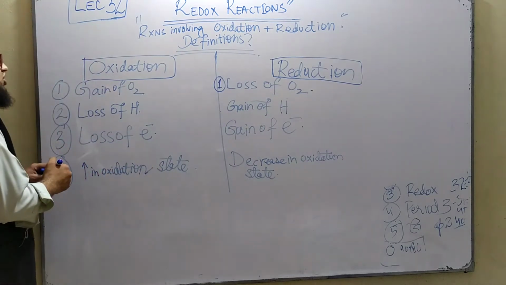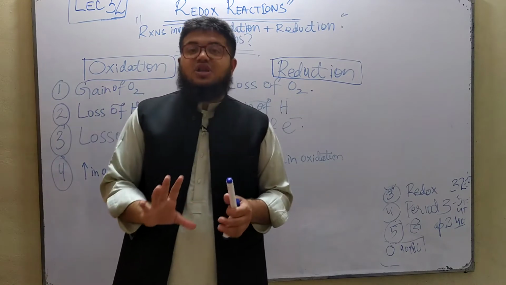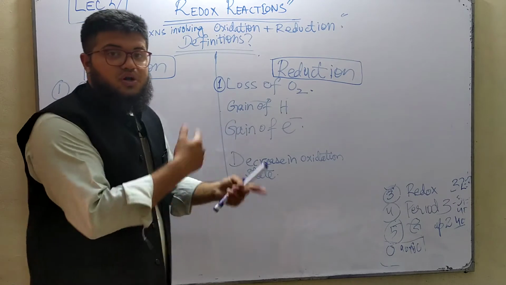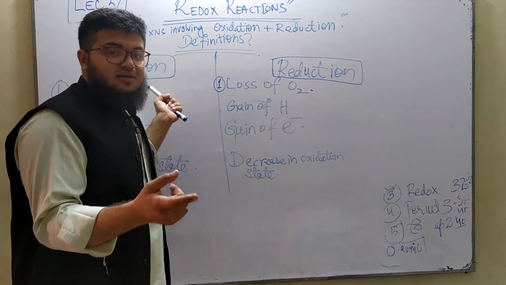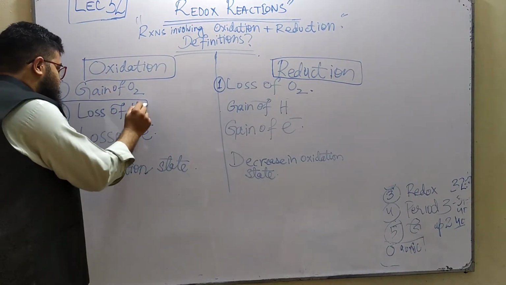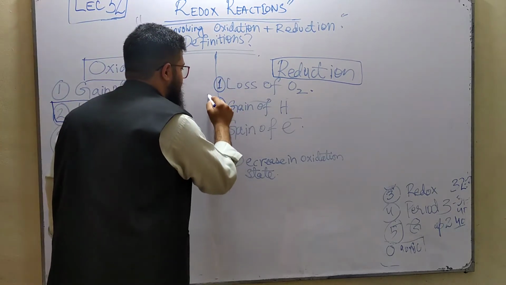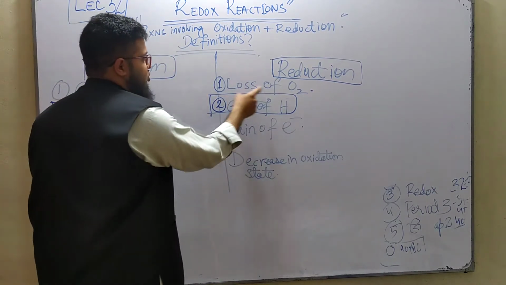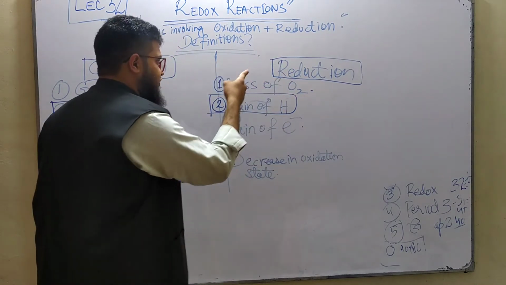Now, after oxygen comes the second definition, which is in terms of hydrogen. Basically it's the reverse of oxygen. Over here oxidation meant gain of oxygen. In terms of hydrogen, it means loss of hydrogen. Loss of hydrogen is oxidation, whereas gain of hydrogen is reduction. So in terms of hydrogen the definition is going to switch. Over there it was loss of oxygen for reduction, but in case of hydrogen it's gain of hydrogen for reduction.